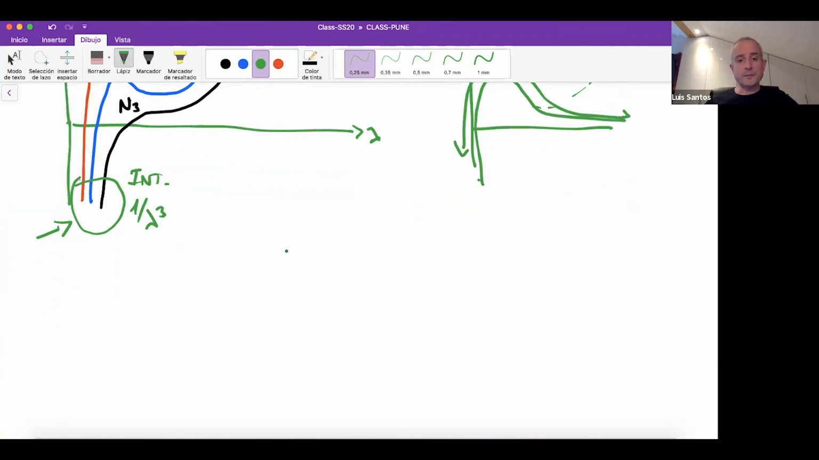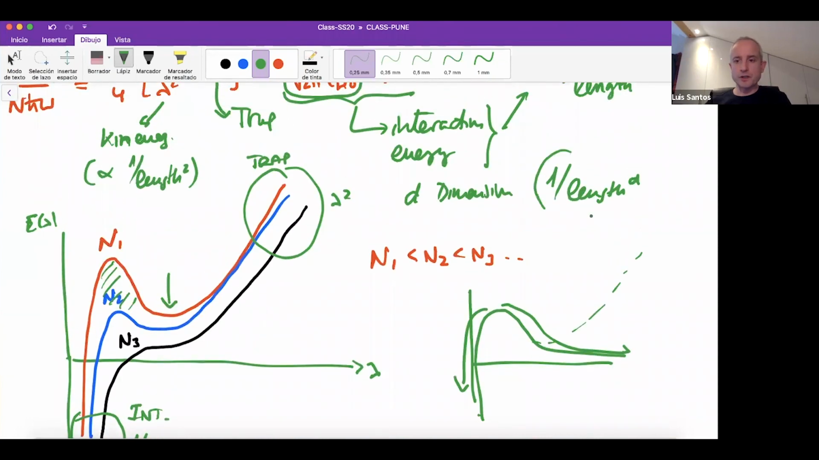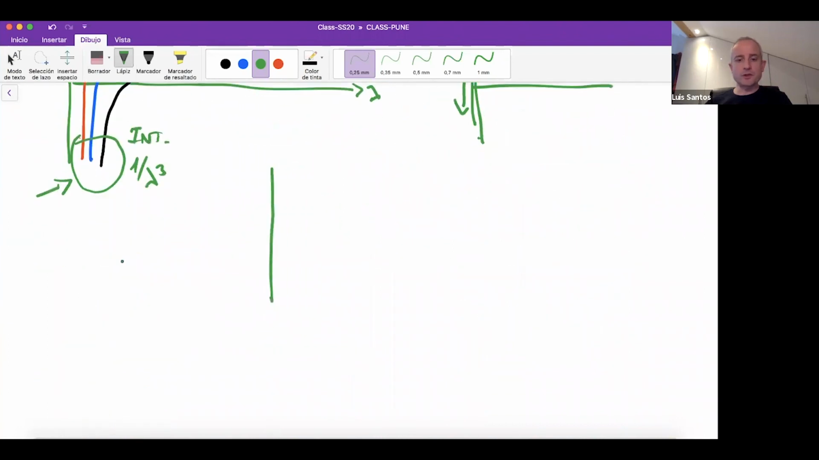In 1 dimension, the situation is different, so we should have a look at this. In 1 dimension, the kinetic energy is always proportional to the inverse of the length squared, whereas the interaction energy goes like 1 over length to the power of the dimensions, which is 1. So I am now talking about 1 dimension.